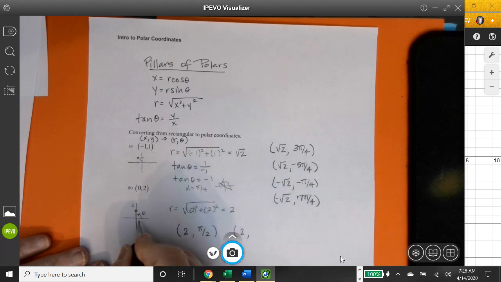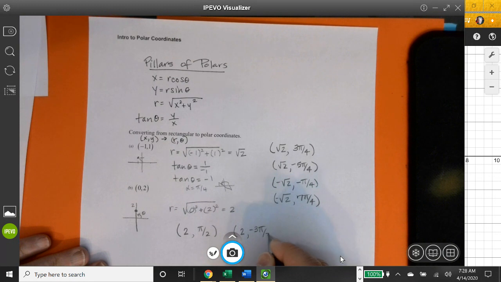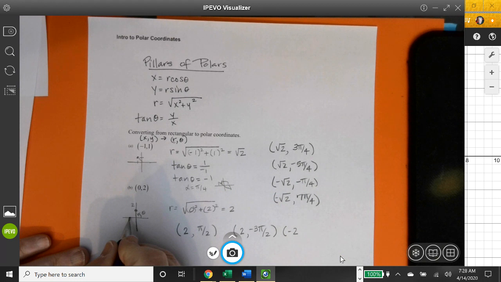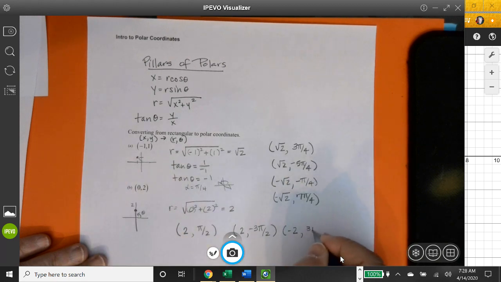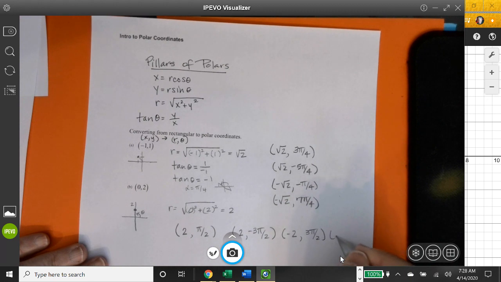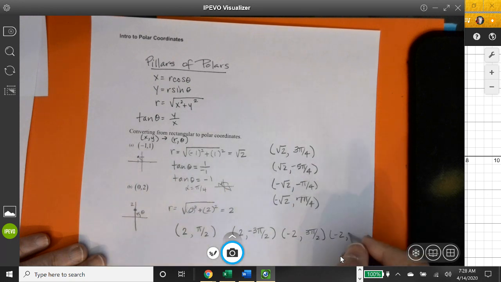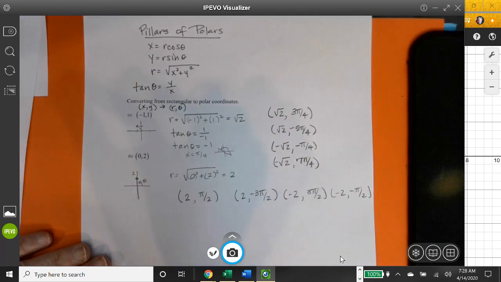And I could do radially out 2 and rotate in the negative direction, so that would be negative 3 pi over 2. I could also say going out radially negative 2 and rotating counterclockwise would be 3 pi over 2. And then negative 2, if I went out radially negative 2 and then rotated clockwise, that would be negative pi over 2. So these are the 4 representations between 0 and 2 pi that I could have done for that.